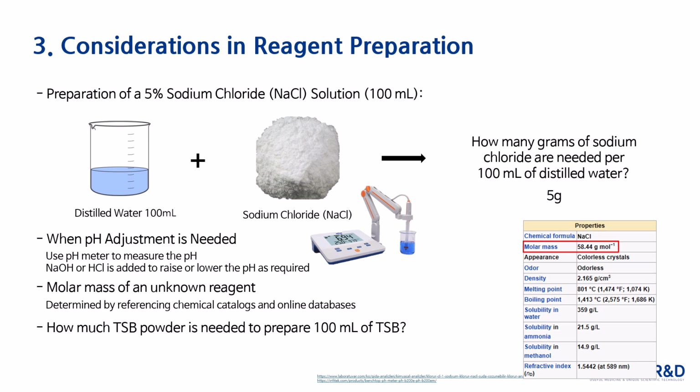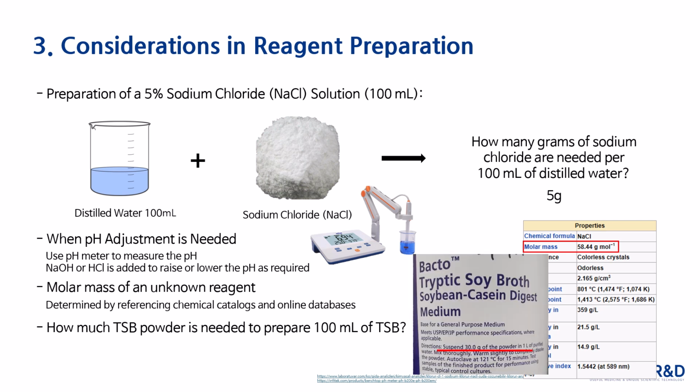Lastly, how much TSB powder is needed to prepare 100 milliliters of TSB? Since 30 grams of TSB powder is needed for 1 liter of purified water in the image, 3 grams of TSB powder is needed for 100 milliliters of TSB.